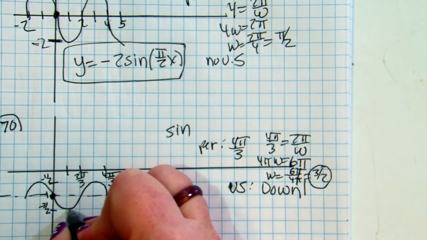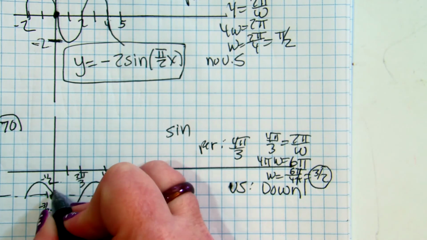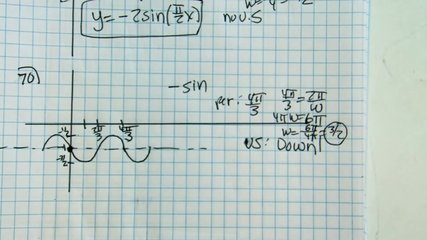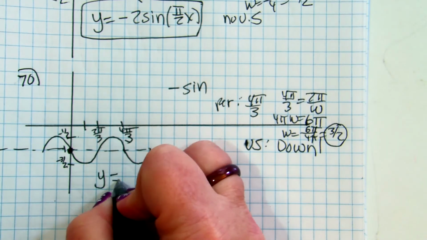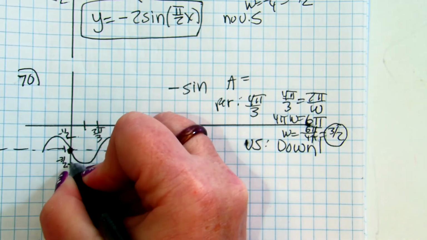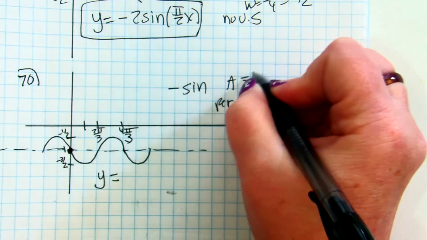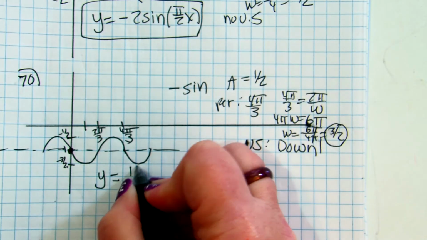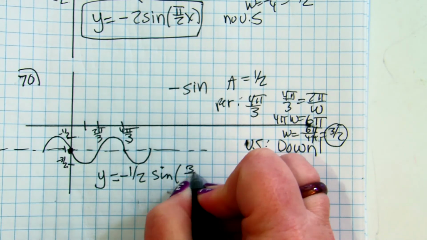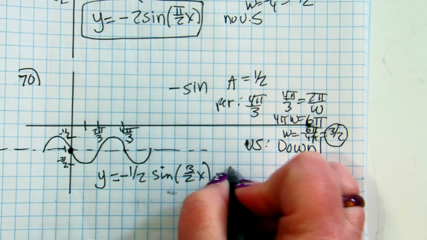Positive sign or negative sign? Does it go up? Does it go down? It goes down. So it's a negative sign. We need the period, and we have a vertical shift of down 1. So y equals, and the amplitude. How much does it go down, and how much does it go up? 1/2. So y equals -1/2 sine 3 over 2 x minus 1.